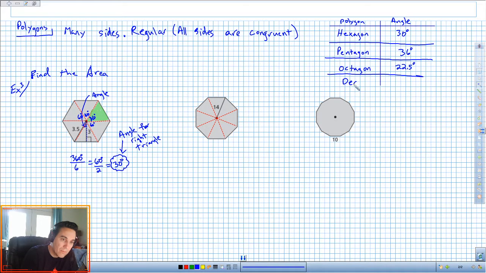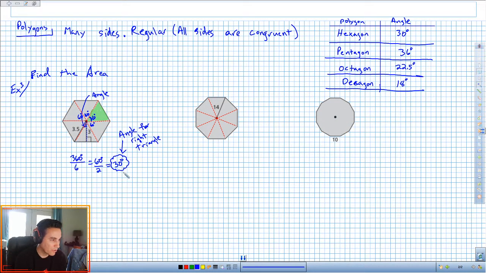Another one that's common is a decagon, right? 10 sides. Decagon is going to be 360 divided by 10. That's 36. Cut in half. That's going to be 18 degrees for a decagon. Okay, so these are some common ones. We'll figure out the dodecagon when we get to this one.